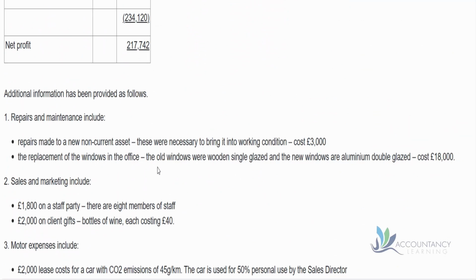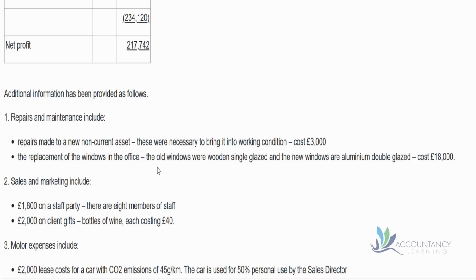Now, what about the replacement windows? So again, if we're changing windows here, we're doing an improvement, aren't we? We're changing from wooden to aluminium and from single glazed to double glazed. So that is an improvement, which again would suggest that's of a capital nature. But HMRC has given us some guidance here.